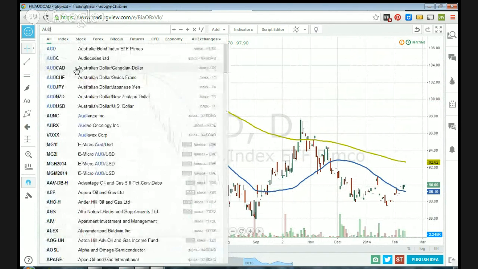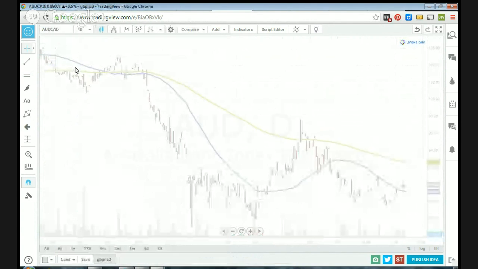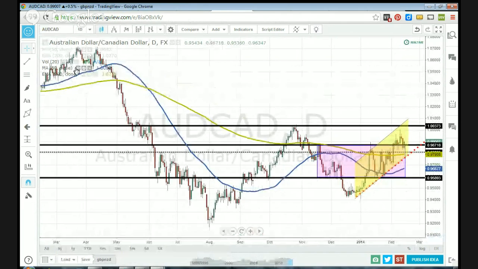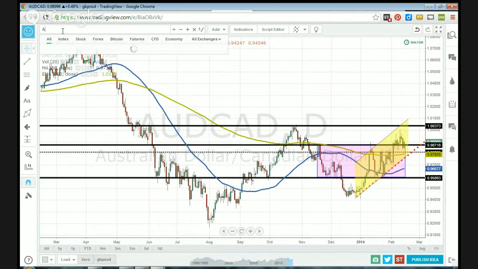Australian dollar, Canadian dollar. Yeah, okay, so clearly we've broken out of the top here. I still want to see, like I mentioned last week, if we can go a couple days, maybe middle of next week, and this trend line coincides with this support level and the 200 exponential moving average, that could be an interesting buying opportunity. So that's Aussie Canada. Maybe next week we'll get something on that.